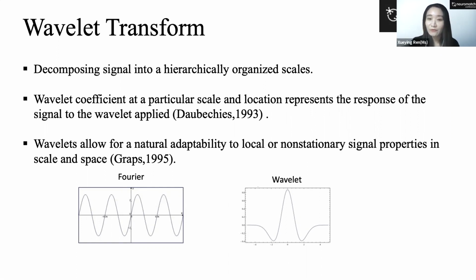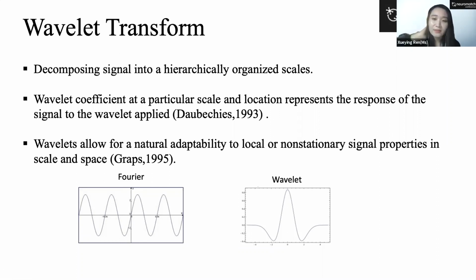It is a way of using a localized wavelet, or a small wave-like oscillation, to decompose the signal into hierarchically independent spatial scales, where the coefficients at a particular scale and location represent the response of the signal to the wavelet applied. It has advantages over the traditional Fourier methods for examining the spatial structures.